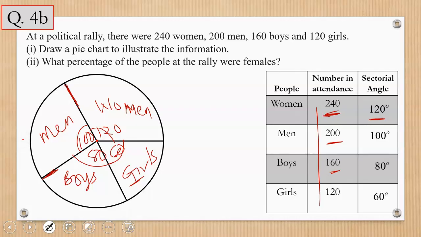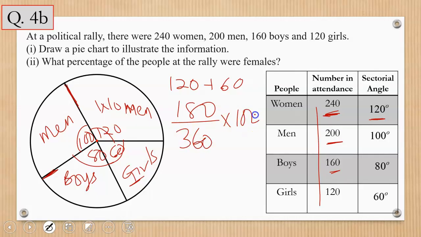Alternatively, if you're using the angles, we have 120 for the women and then we have 60 for the girls. Put together, we have 180. So 180 divided by the total angle, which is 360, times 100. And once again, you can see that 180 can divide itself 1 and divide 360 here as 2. And 2 can divide itself here and divide 100 here as 50. And so our answer once again becomes 50%.